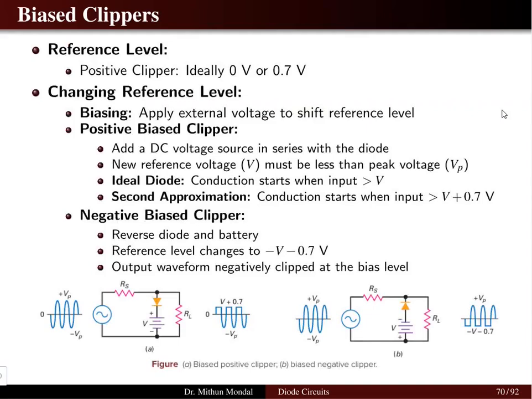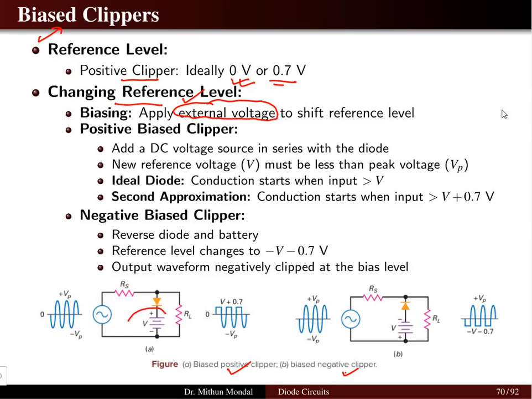What are biased clippers? We see the positive bias clipper and the negative bias clipper. These are basically using positive clipping. Ideally, we take 0 volt, but you have a certain threshold voltage of 0.7 volt. So it changes the reference level, because you are providing some bias, so the reference level will change.